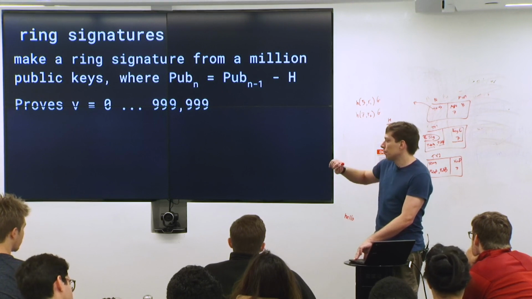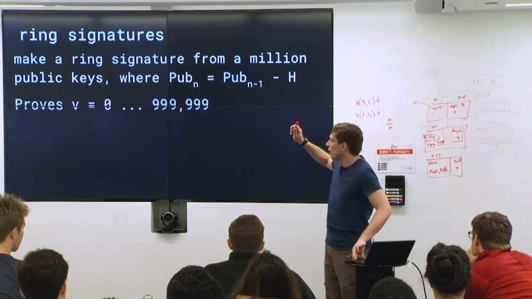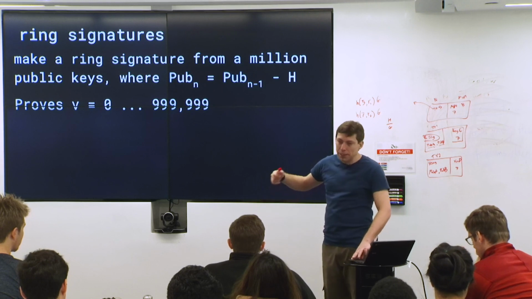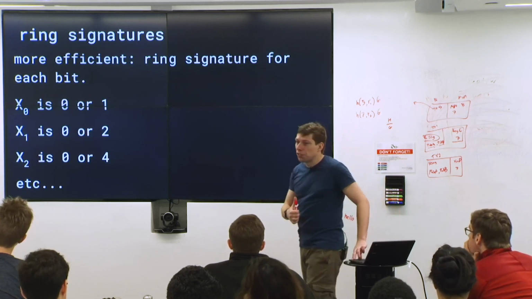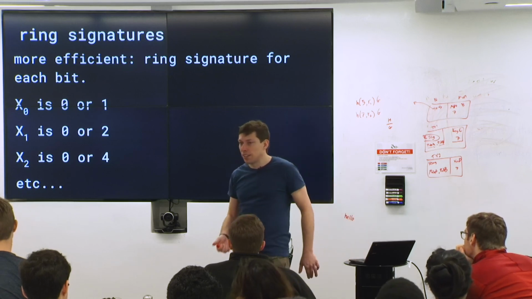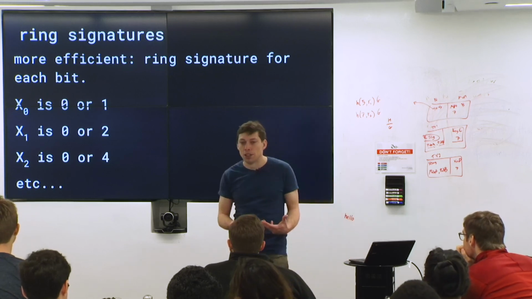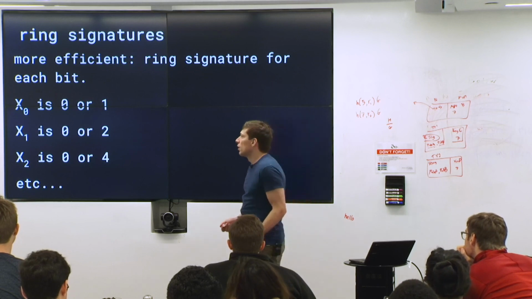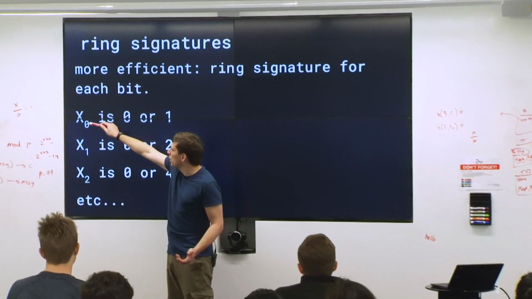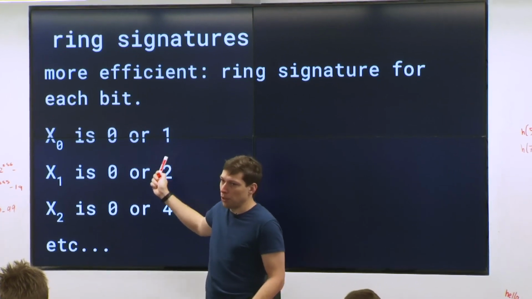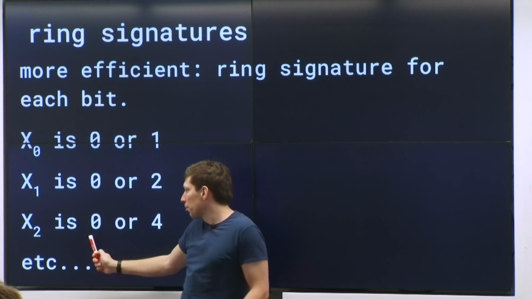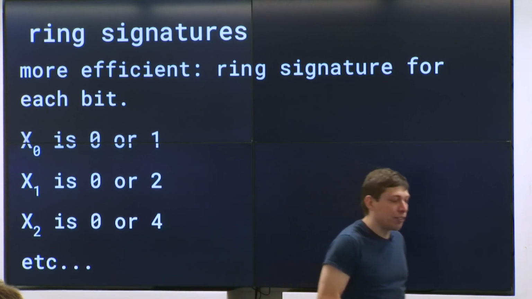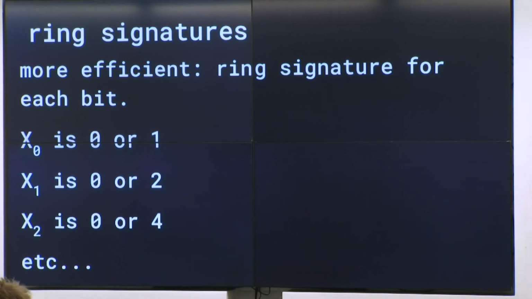But, okay, so I got to finish up. So the way to actually make this practical is, let's say you have a ring signature for each bit. So you're going to have a different signature for each bit in your value. So for pub key x0, I'm going to have a ring signature where I prove that it's either 0 or 1. And here I'm going to prove it's either a 0 or 2. Here I'm going to prove it's either 0 or 4. And so if I have, say, 32 signatures, I can now prove a 32-bit number.